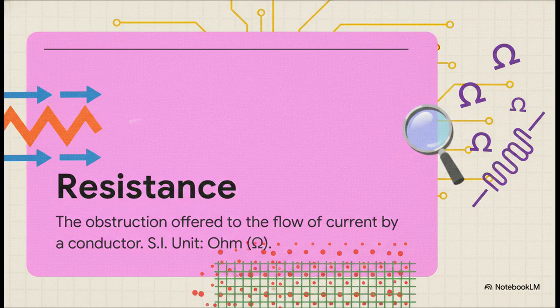Okay, so as this current is flowing along, it doesn't get a completely free ride. The material it's flowing through actually pushes back a little bit. It obstructs the flow. And this opposition is what we call resistance. Every single thing in a circuit has some resistance. We measure it in a unit called ohms, and we represent it with the Greek letter omega.